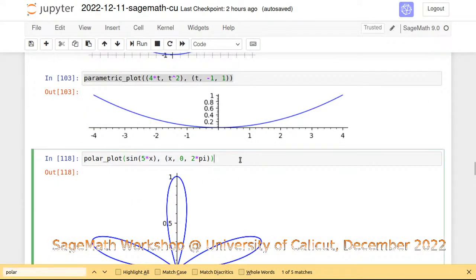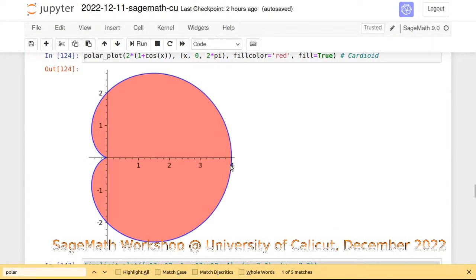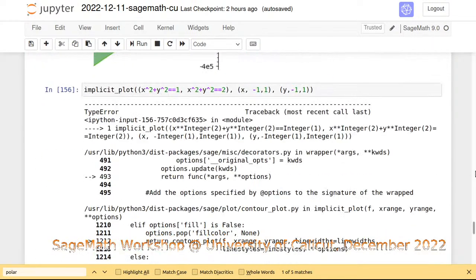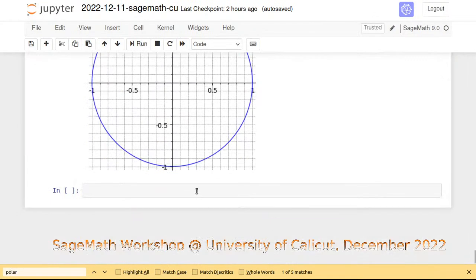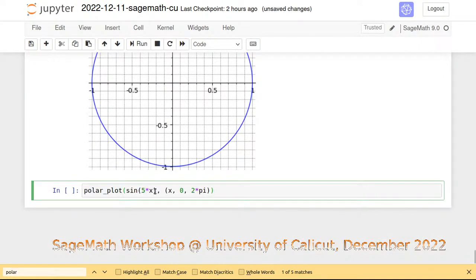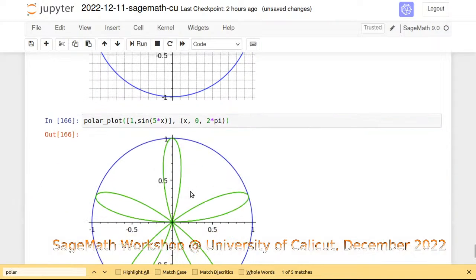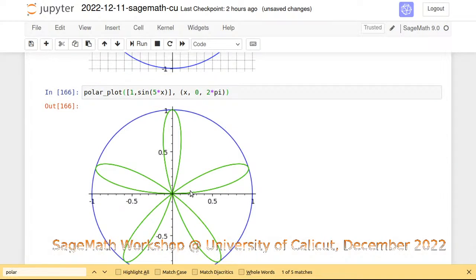Polar plot is here. This is the polar plot. Try to see the polar plot and trying to plot multiple functions here. Sine 5x and one is a circle, we know, so let us put both. One is the unit circle. Okay, here it's working, so this is fine.